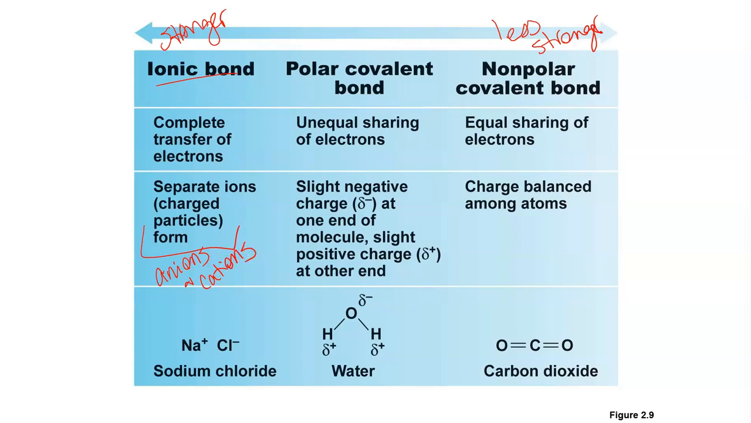In a covalent bond, we have two types. And remember, this is where electrons are being shared. In a polar covalent bond, you have this unequal sharing of electrons. So you end up with a slight negative charge at one end of the molecule and a slight positive charge at the other one. Water is an example of this. Why this charge on either side matters to us is because it's going to determine how this molecule relates to other molecules. So you need to keep that in mind.